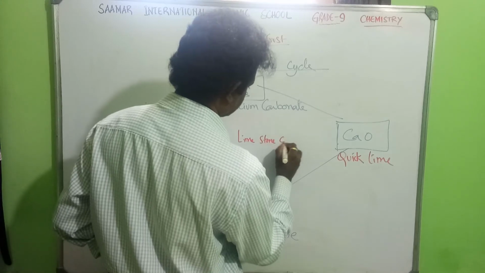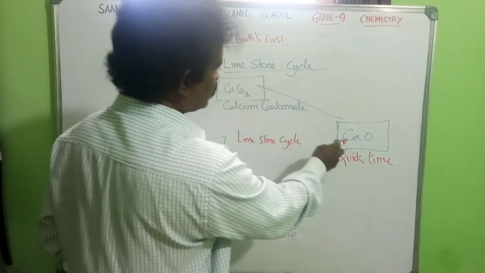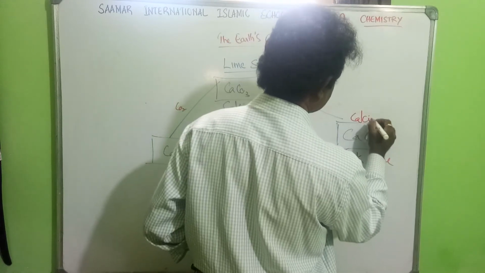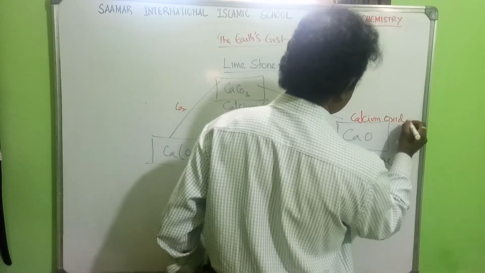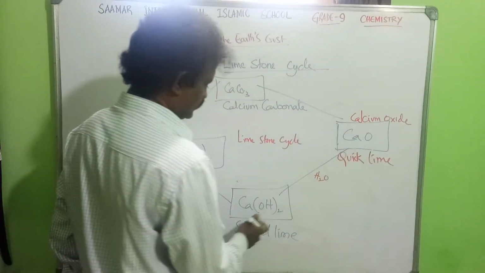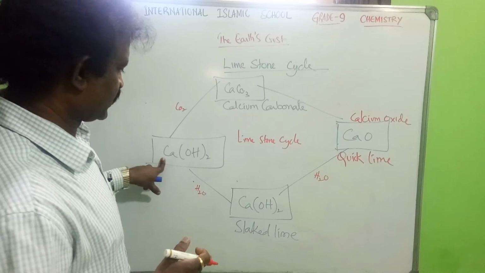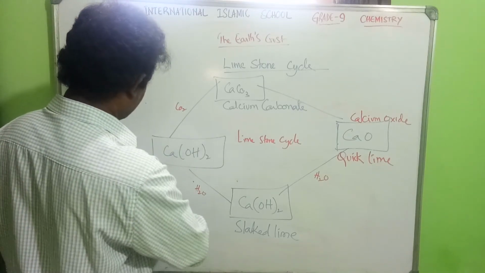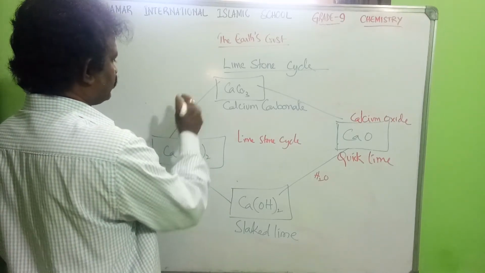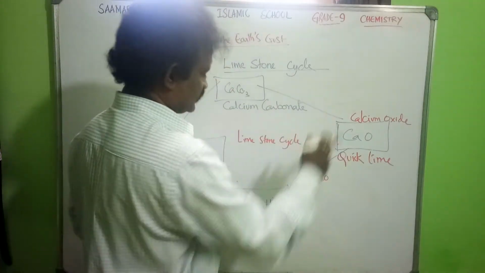Understood now? That means calcium carbonate on decomposition gives calcium oxide. This calcium oxide, by adding water to this, becomes calcium hydroxide. And adding more water to calcium hydroxide, that is your lime water. Then by bubbling carbon dioxide into this, it becomes calcium carbonate. So the cycle completes like this.